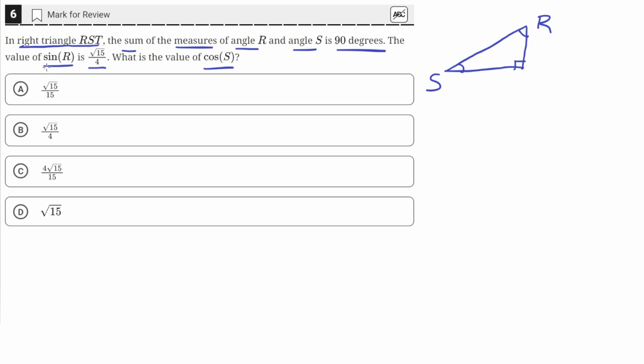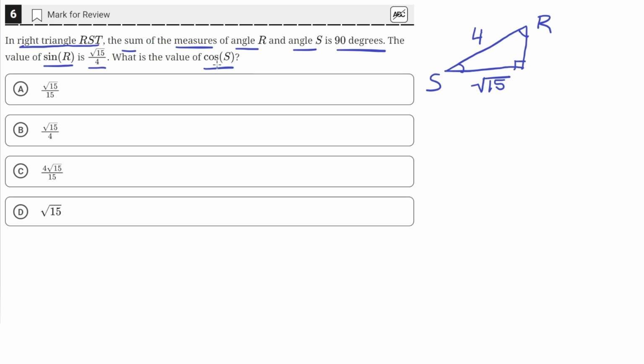And it's telling us that the sine of R is square root 15 over 4. So sine is opposite over hypotenuse. So opposite to R is this right here. So this is the square root of 15, and then divided by the hypotenuse. So it's saying the hypotenuse is 4. Okay, so that gives us two sides of the triangle. But that's all we'll need to find the cosine of S.